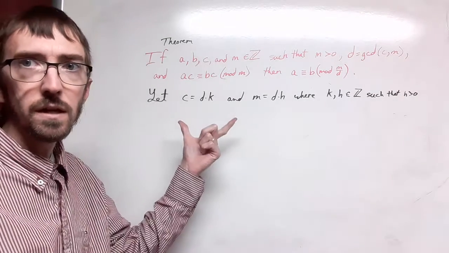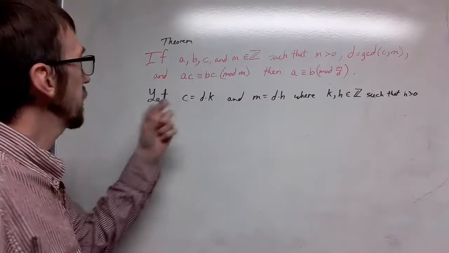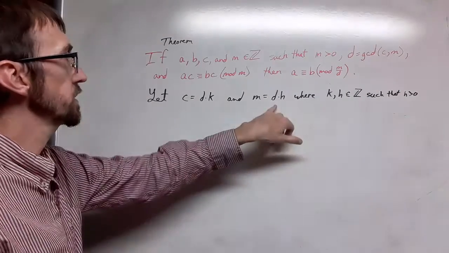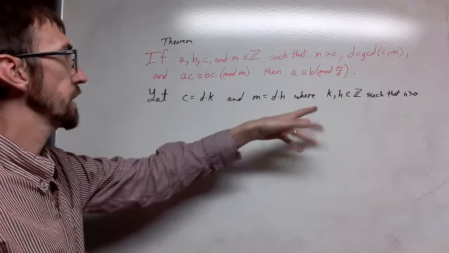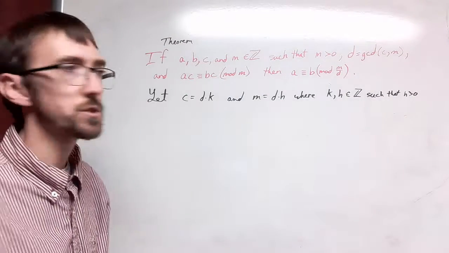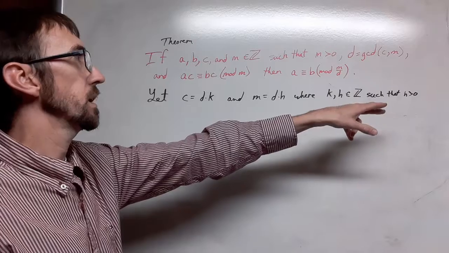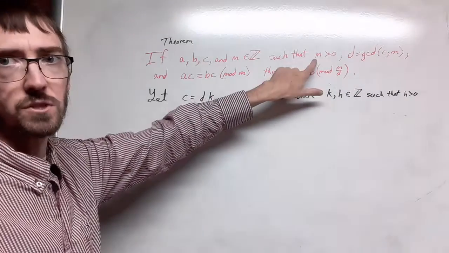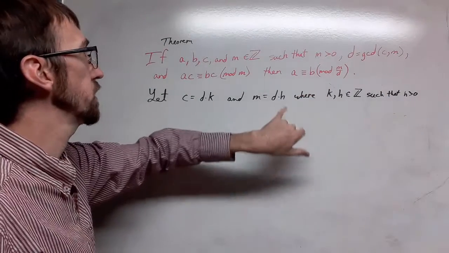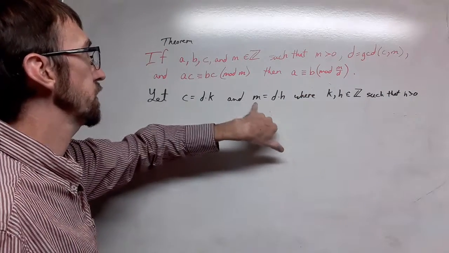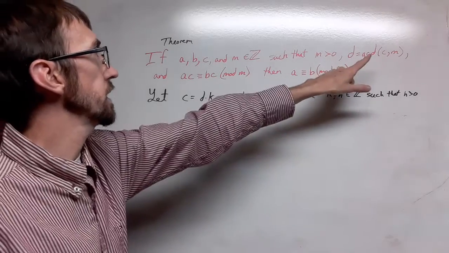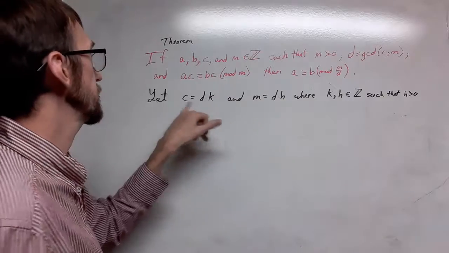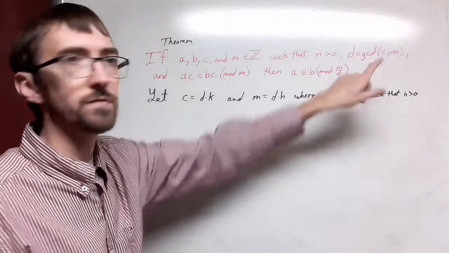All right, we're going to look at the proof for this theorem. I'm going to let c equal d times k, and m is going to equal d times h, where k and h are both integers, and h cannot be 0. The reason h can't be 0 is because of this restriction of m having to be greater than 0. If h were 0, that would make m 0. And we know that d is a factor of both c and m because it is the greatest common divisor.